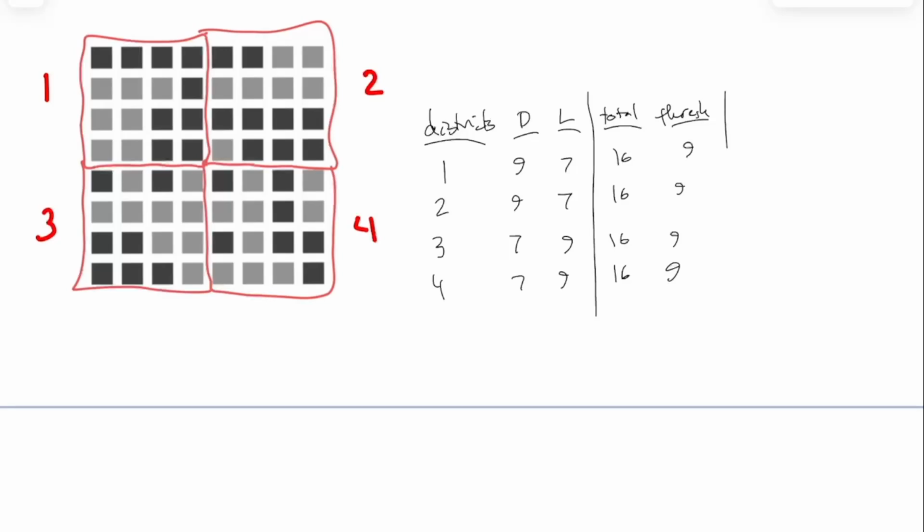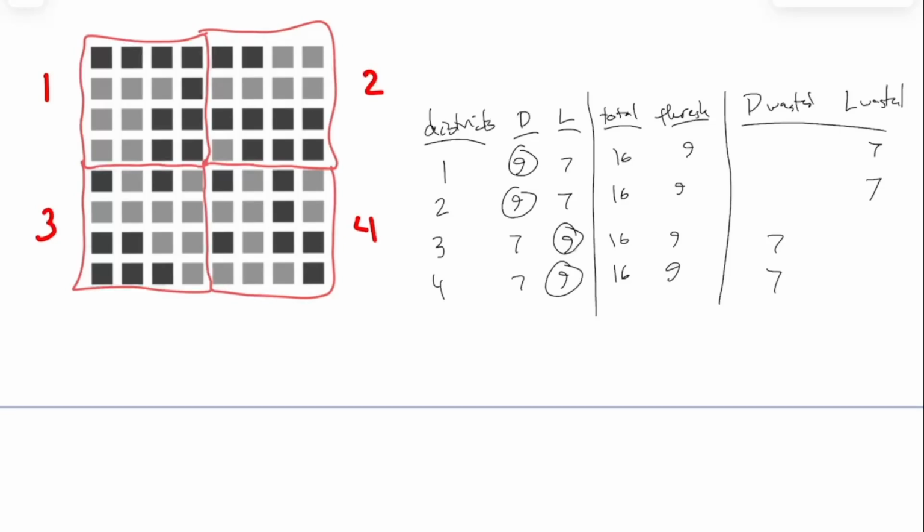All right, and then I can say the D wasted and the L wasted. Maybe I like to circle the winner each time. That's just the kind of guy I am. And remember, every vote for the loser counts as wasted. So you might want to just immediately draw in all the loser votes. All these 7s are wasted. So I have L wasting 7 here and 7 here because those were the loser votes. And the D is wasting 7 and 7 here because those were the loser votes.